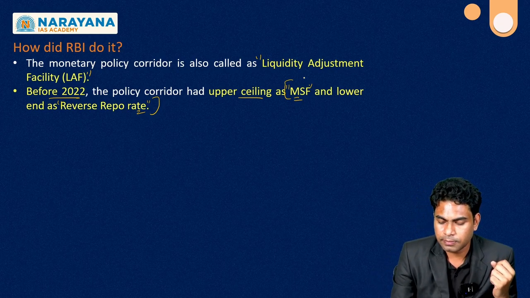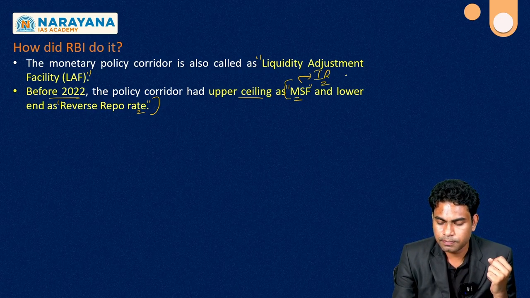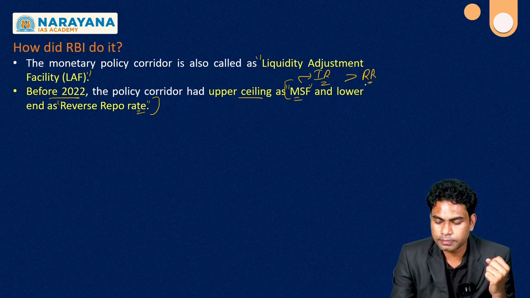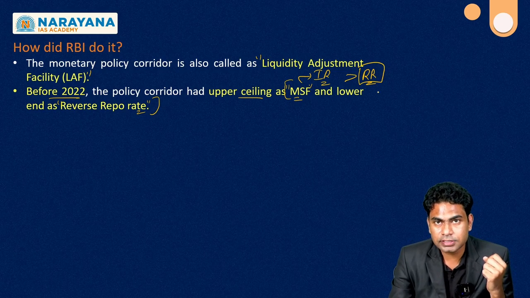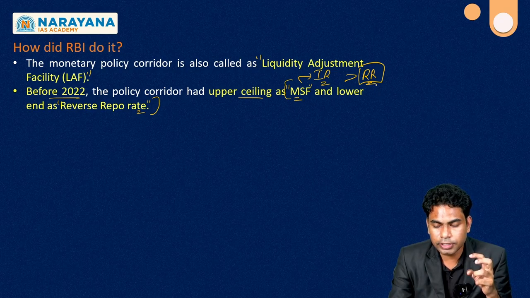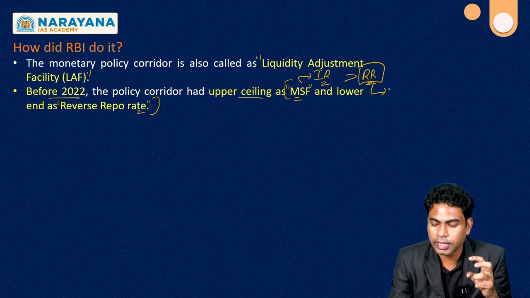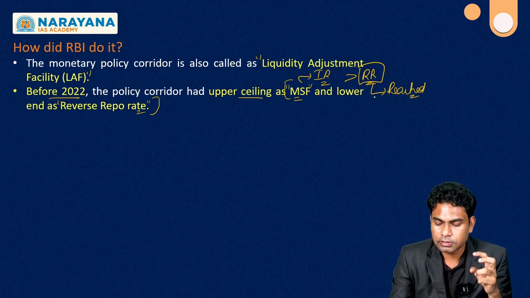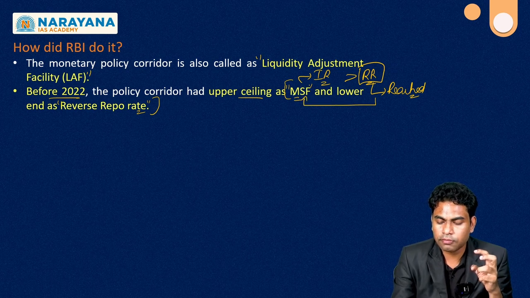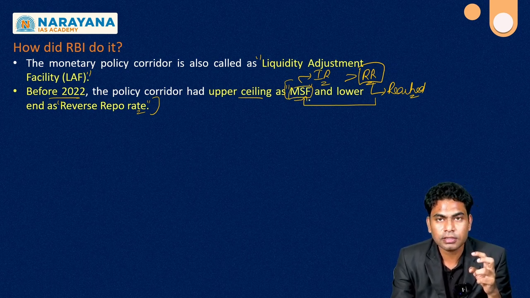Marginal standing facility: the interest rate charged on the marginal standing facility is greater than the reverse repo rate. If the limit on banks' ability to borrow money from the RBI at the repo rate has been reached, then the banks approach RBI to borrow money at the marginal standing facility rate.